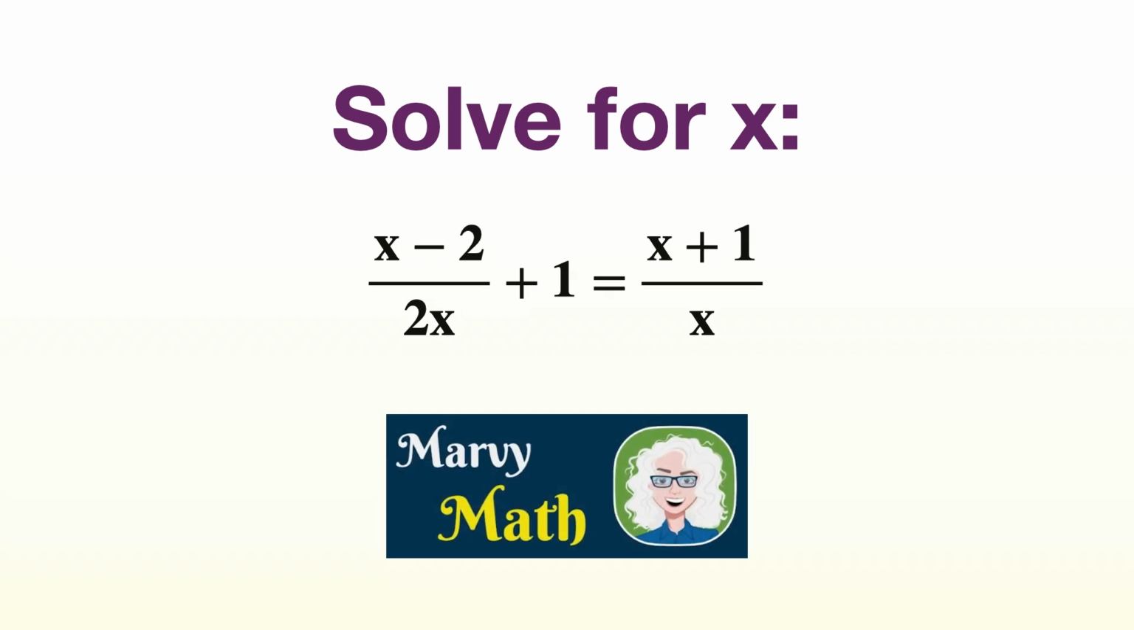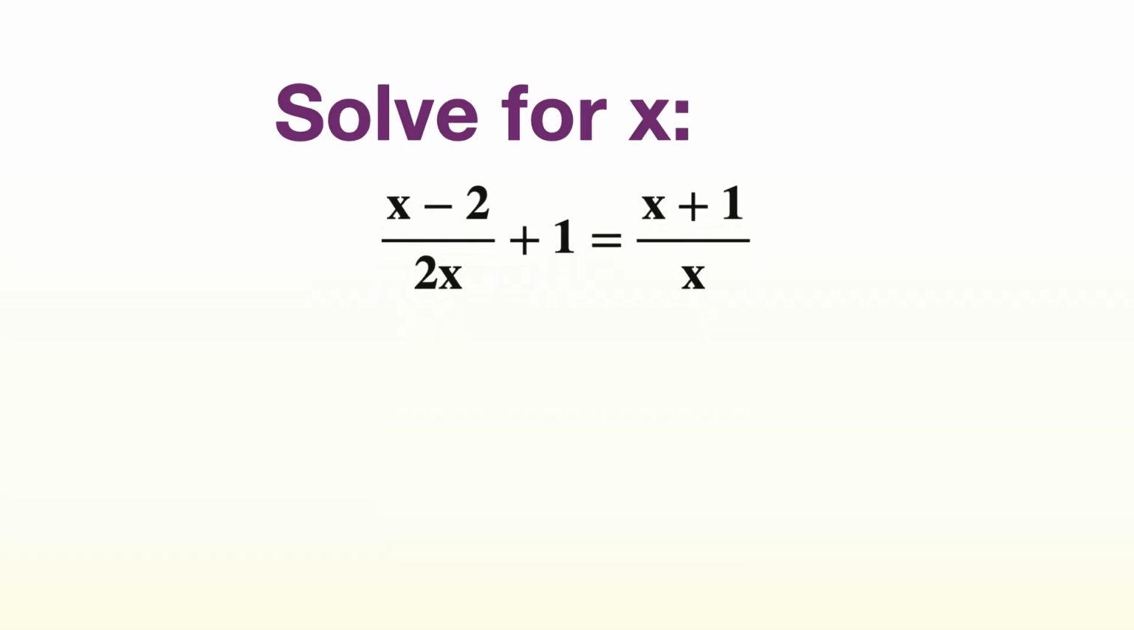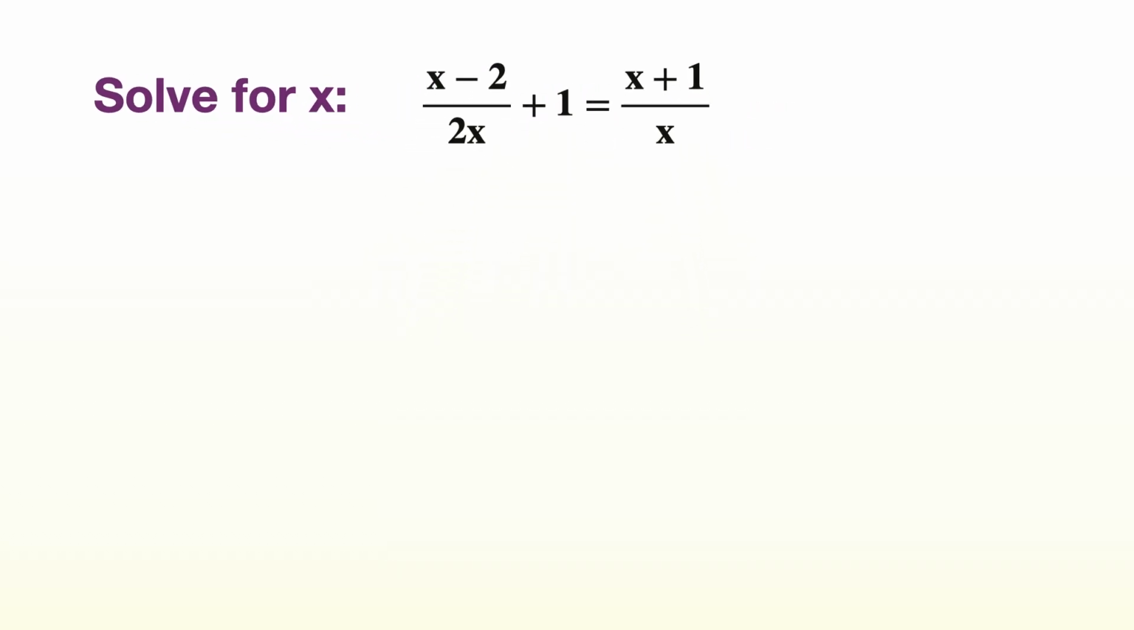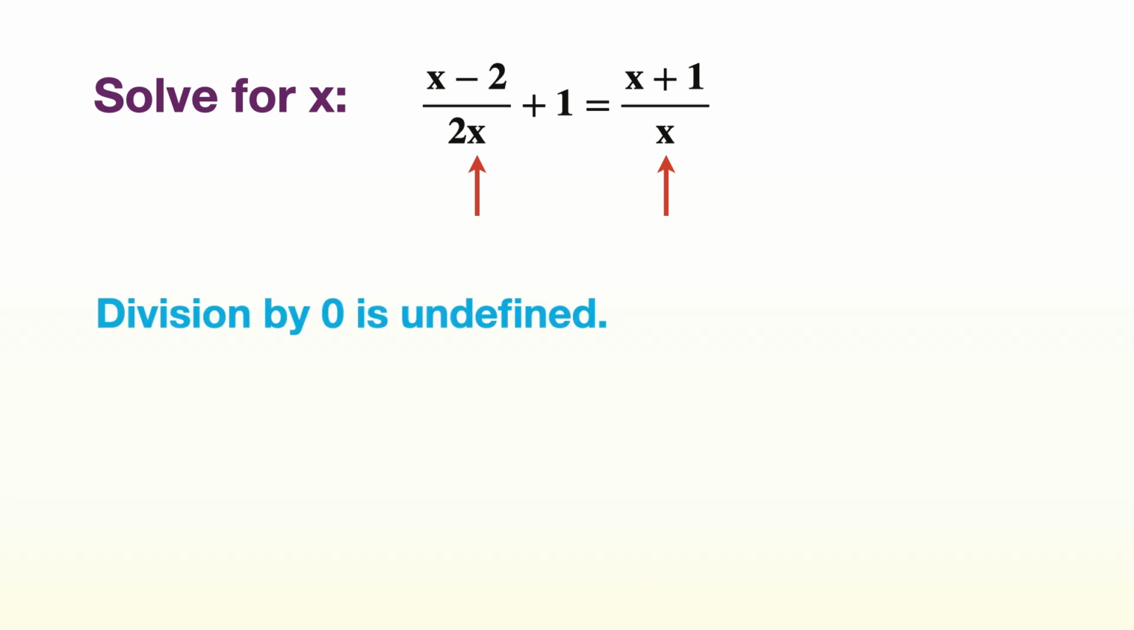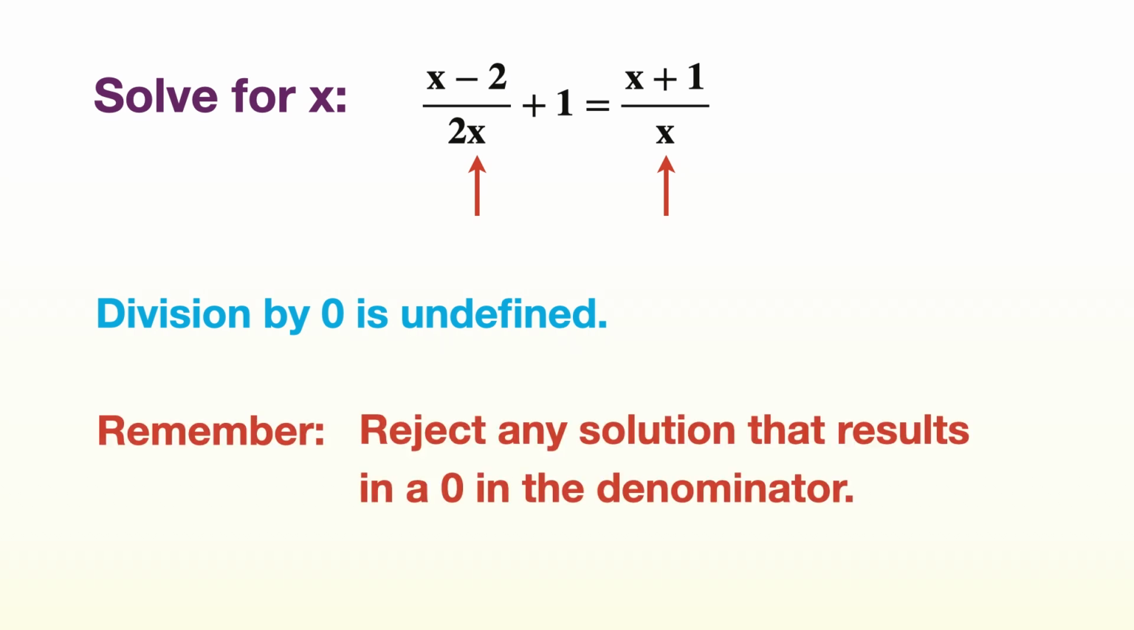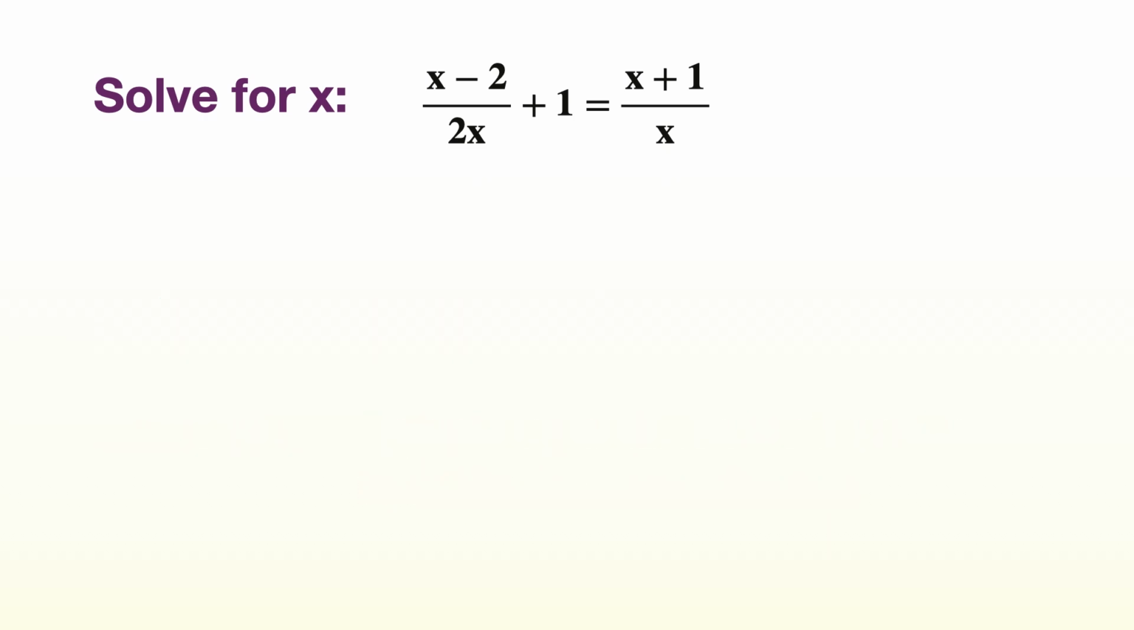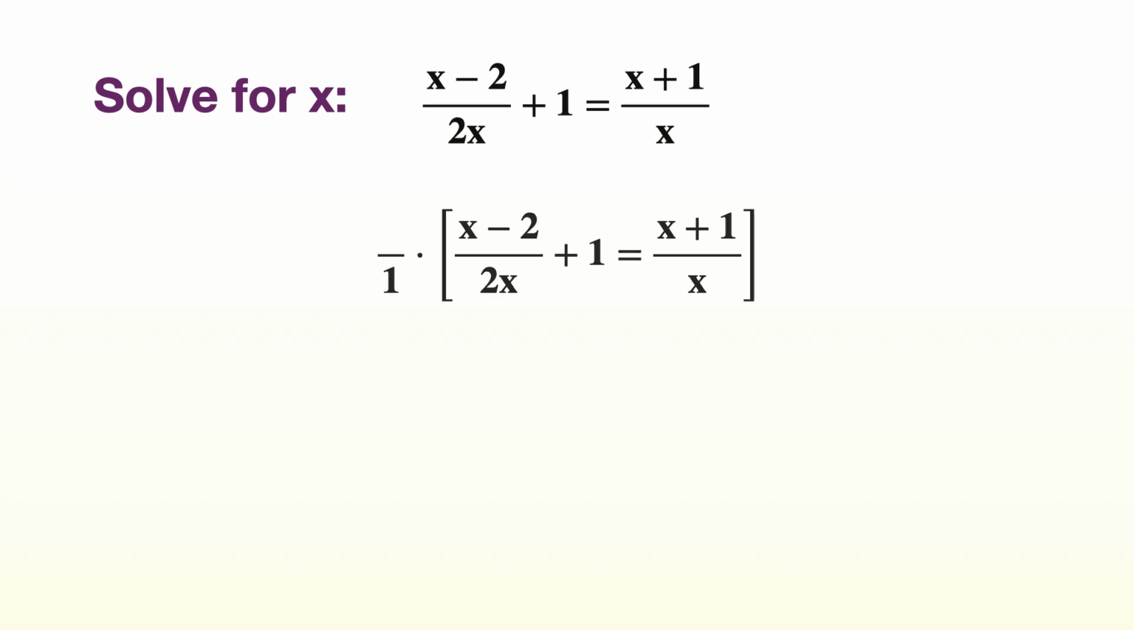In this one, we will solve this equation for x. In this equation, we want to notice right from the start that there are x's in the denominator. This is very important because we cannot divide by 0 since division by 0 is undefined. Therefore, after we solve this equation, we have to remember to reject any solution that results in a 0 in the denominator.